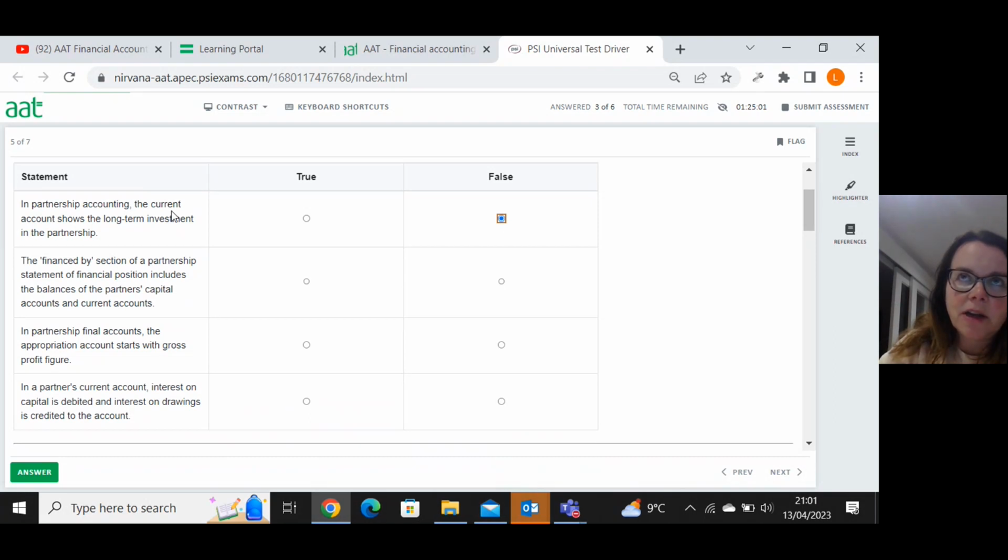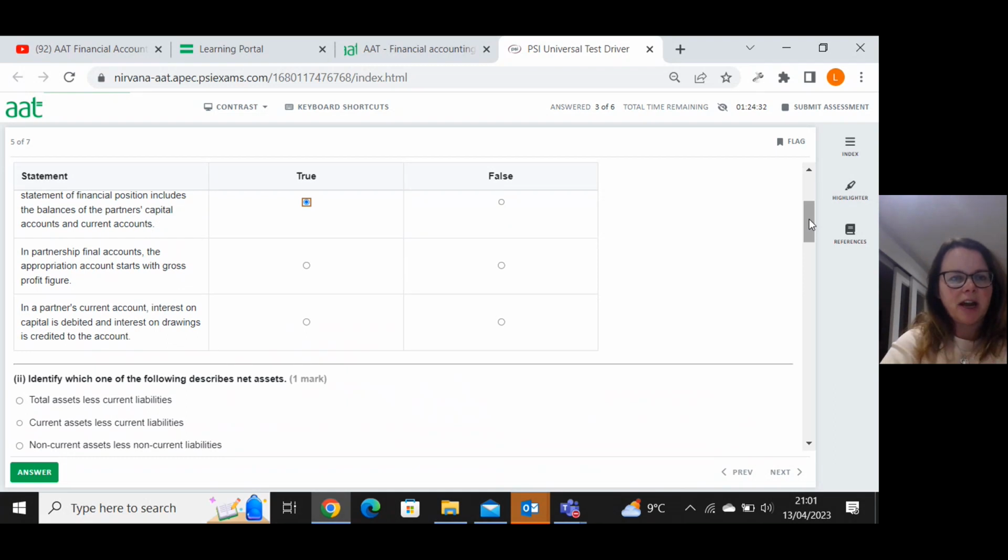The current account is a type of capital account which shows the day-to-day transactions, so like the salaries, the interest on drawings, interest on capital, etc. The financed by section of a partnership statement of financial position includes the balances of the capital account and current accounts. Yes, because they're both types of capital account.